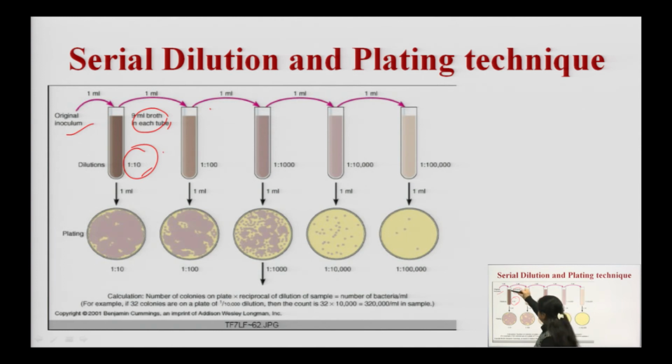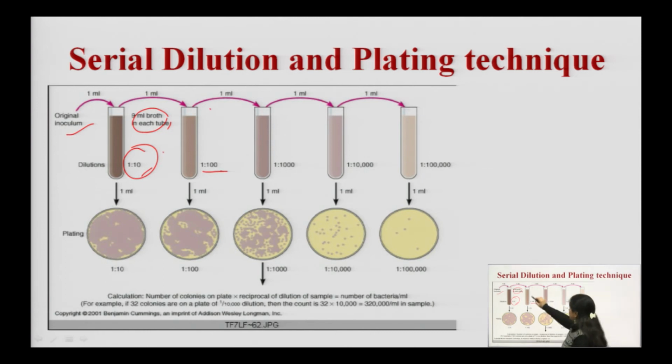Once this has been diluted, we again take 1 ml from this test tube and transfer it to the next, and after transferring, a 100 times dilution will be done. 1 ml of original inoculum was transferred and diluted 10 times, then 10 times again, and in this case we have diluted the original inoculum 100 times.